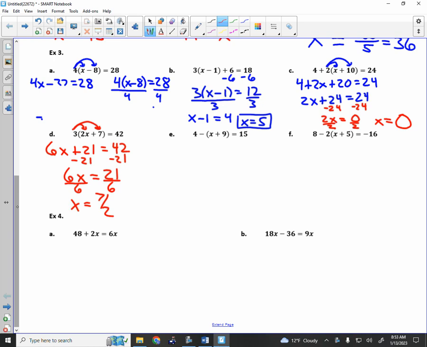All right, letter E. This one's tricky. What do you got to do first? Distribute the negative. This is like a -1. So it's 4, and it's a minus x, and it's a minus 9 is 15. When you see a negative sitting in front of parentheses, you got to distribute the negative. I'm going to combine like terms. I'm going to combine +4 and -9. +4 and -9 make -5.